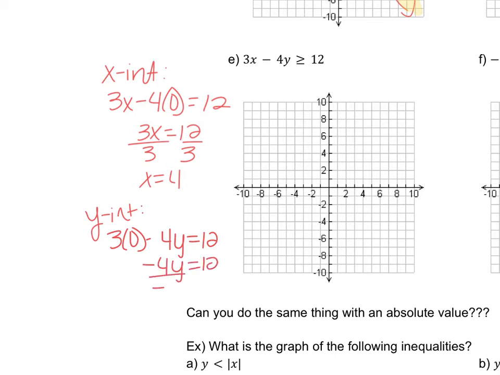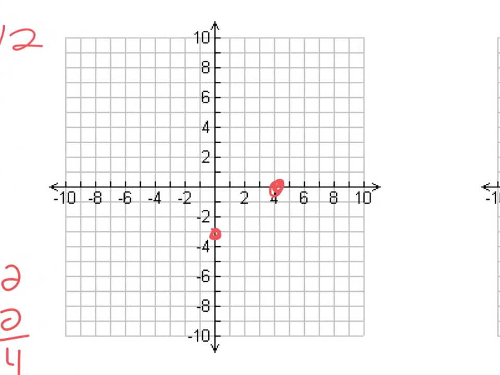-4y equals 12. Divide by -4. Don't forget the negative. So y equals -3. Okay, so my x-intercept is at 4, so I'll mark that. My y-intercept is at -3. This will be a solid line, right? Because that has the greater than or equal to.